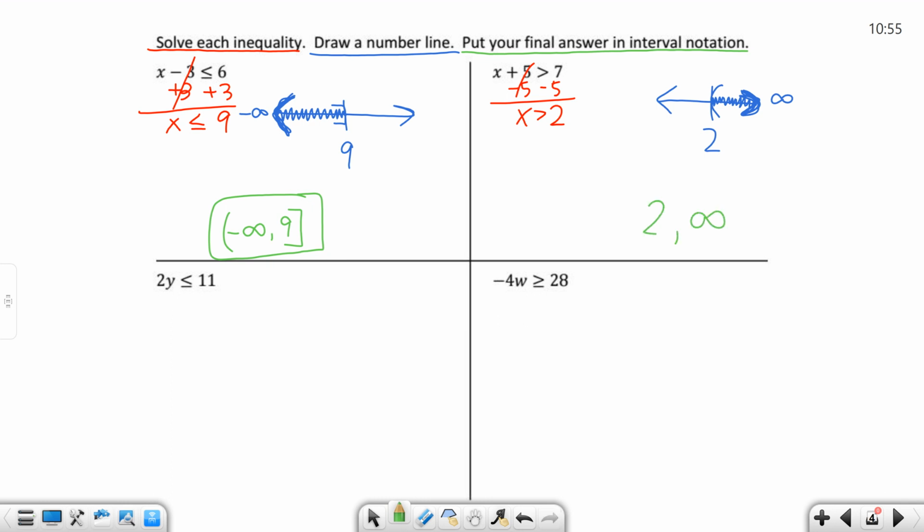What does infinity and negative infinity always get? Parenthesis. And the 2 here gets a parenthesis because that's what you had up there. So 2, comma, infinity, both of them with parentheses.